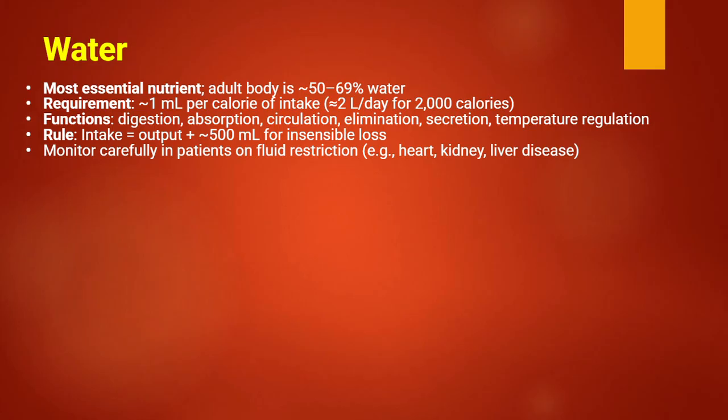This is why I and O monitoring is a critical nursing responsibility, particularly for patients on fluid restrictions due to conditions like heart failure, kidney disease, or liver failure. In these patients, nurses must calculate, record, and monitor intake and output meticulously to prevent overload or dehydration.